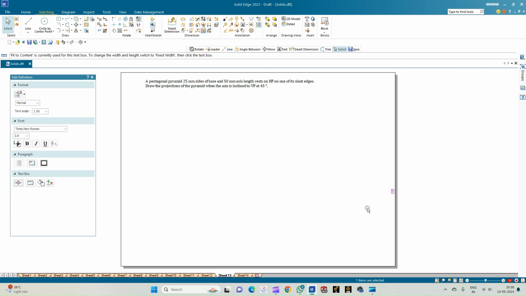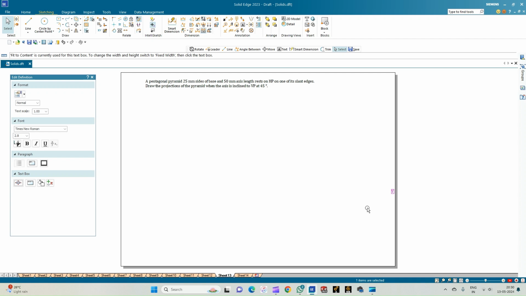In this video, we shall see how to do the computer drafting of the orthographic projection of solids using the Solid Edge software. In this problem statement, a pentagonal pyramid, 25 mm sides of base and 50 mm axis length, rests on HP on one of its slant edges. Draw the projections of the pyramid when the axis is inclined to VP at 45 degrees.